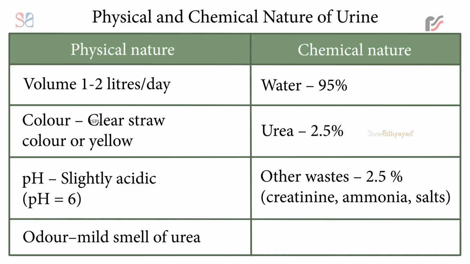Physical and chemical nature of urine. Physical nature. Volume: 1 to 2 liters per day. Color: clear straw color or yellow. pH: slightly acidic, pH equals 6. Odor: mild smell of urea. Chemical nature: water 95%, urea 2.5%, other wastes 2.5%, including creatinine, ammonia, and salts.